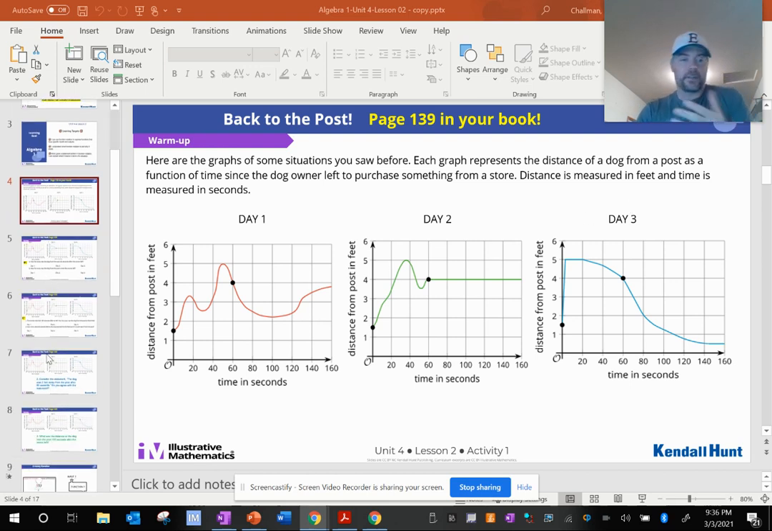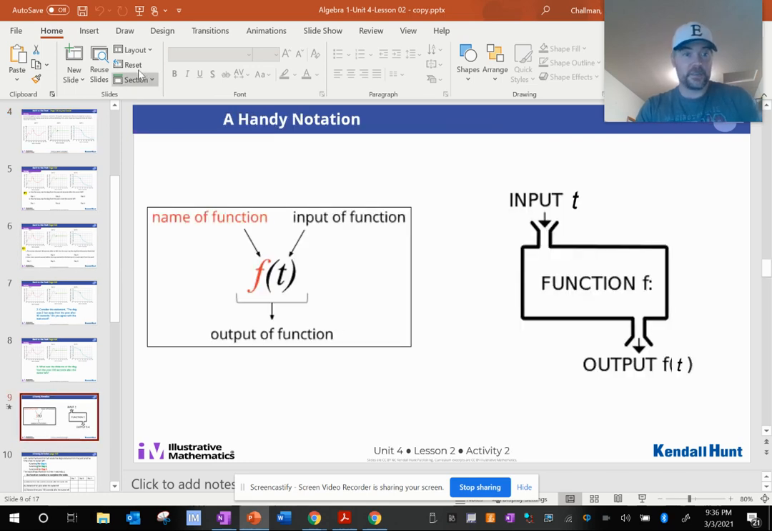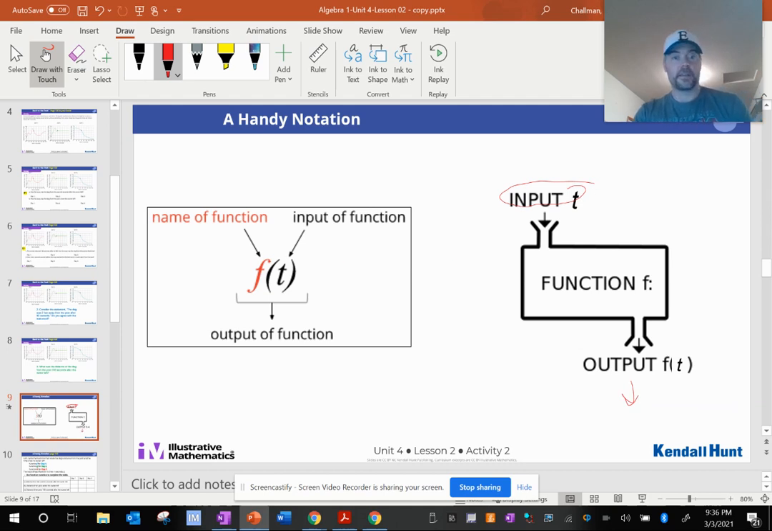So what is function notation? Well, function notation is basically just a machine, right? It's like an input-output machine. I'm going to put an input into my function machine, and it's going to give me out a number. And in this case, this is how you write it. It looks like this. We say f of t equals something else.